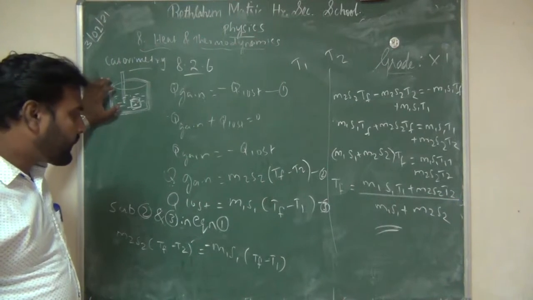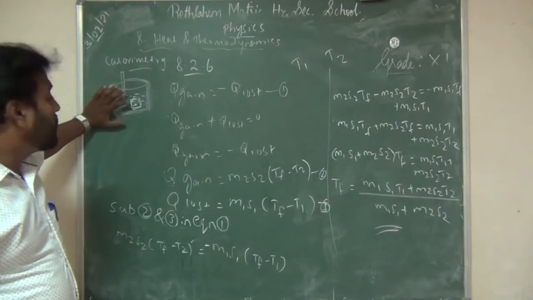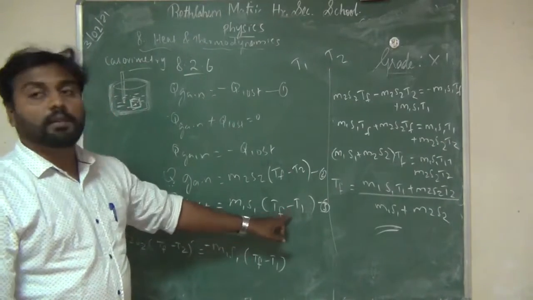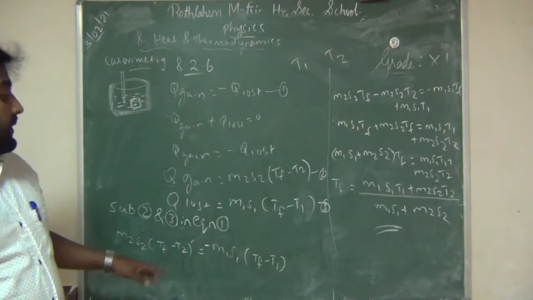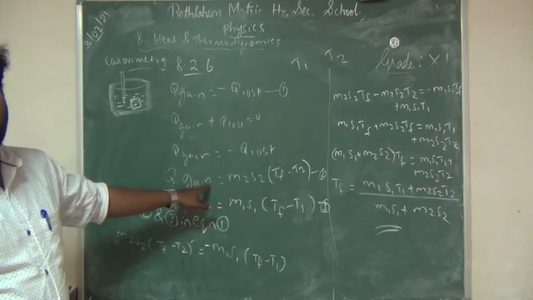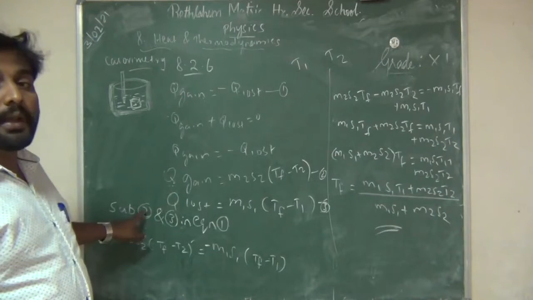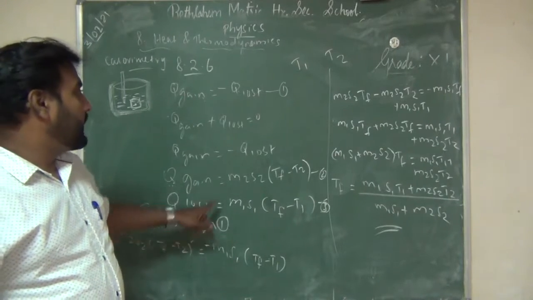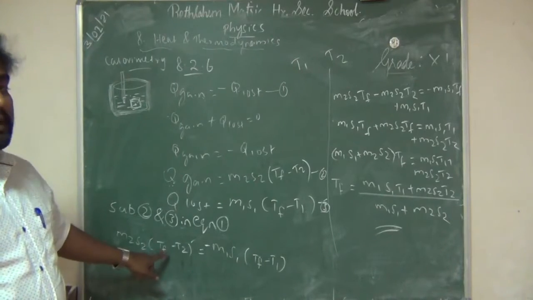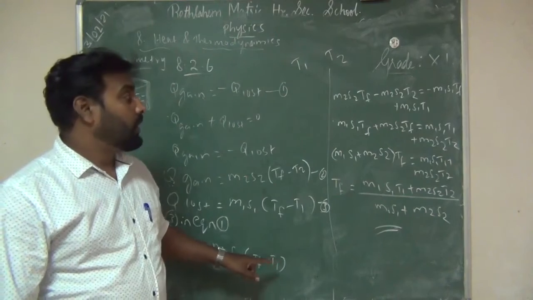So surface 1, this hot body, lost its heat, that is the temperature lost, so we are writing T1. Now you have to take this as equation 2, and this you can take as equation 3. Now substituting equations 2 and 3 in equation 1, we will get M2 S2 Tf minus T2 is equal to minus M1 S1 Tf minus T1.